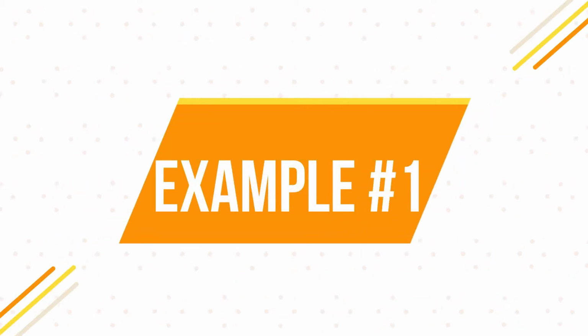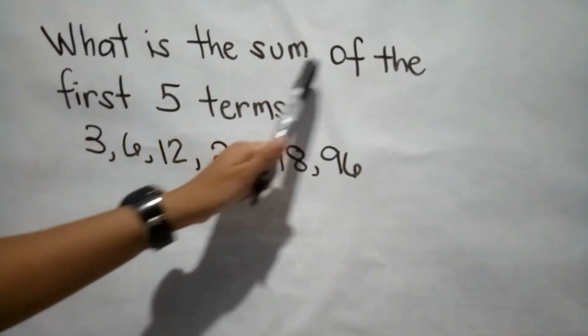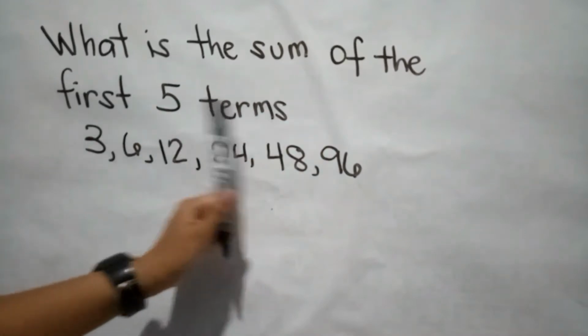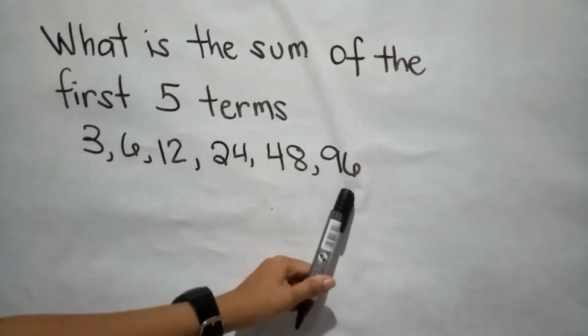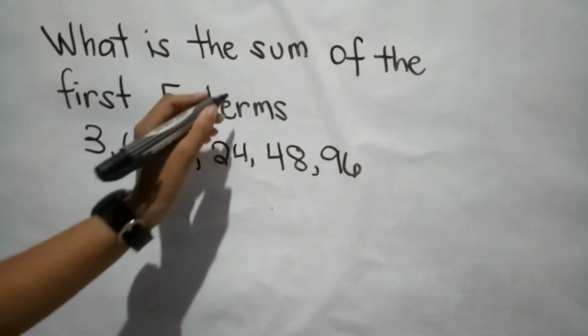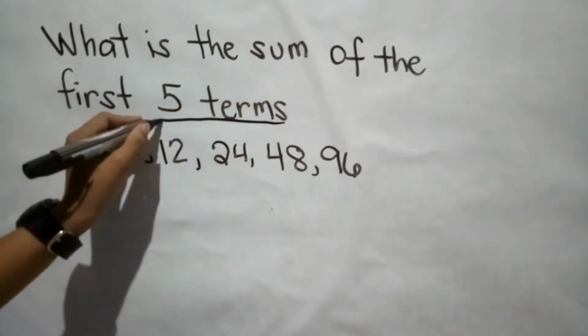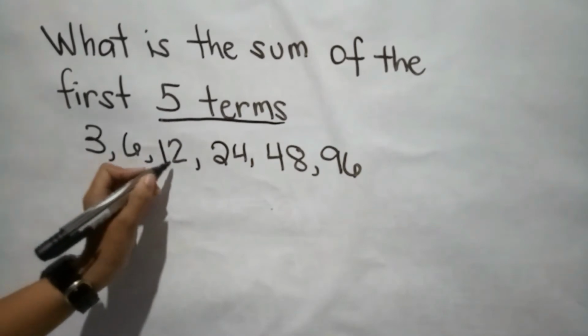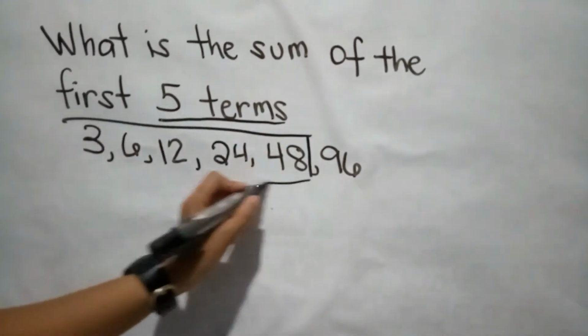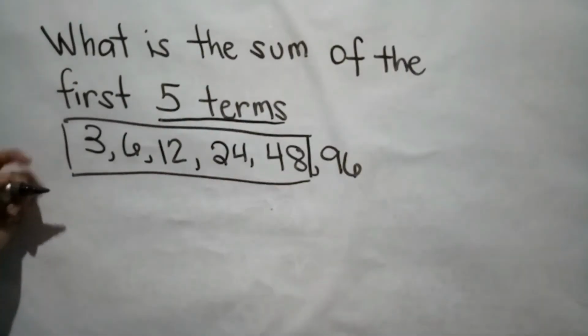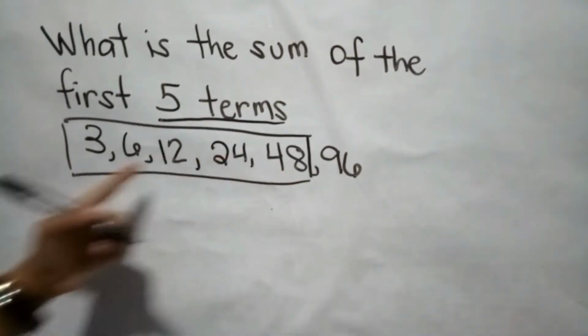Let's have example number 1. What is the sum of the first 5 terms given 3, 6, 12, 24, and 48? So we are looking for the sum of the 5 terms. So 1, 2, 3, 4, 5. So these are the 5 terms. So in getting the sum, just add these 5 terms.